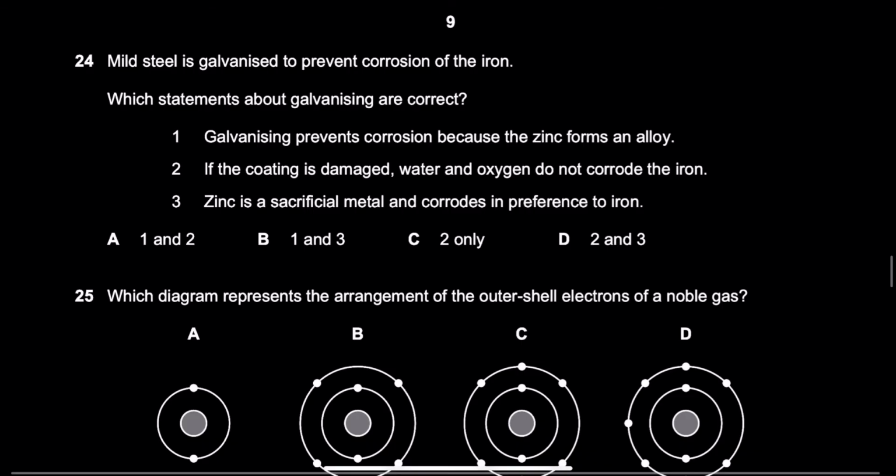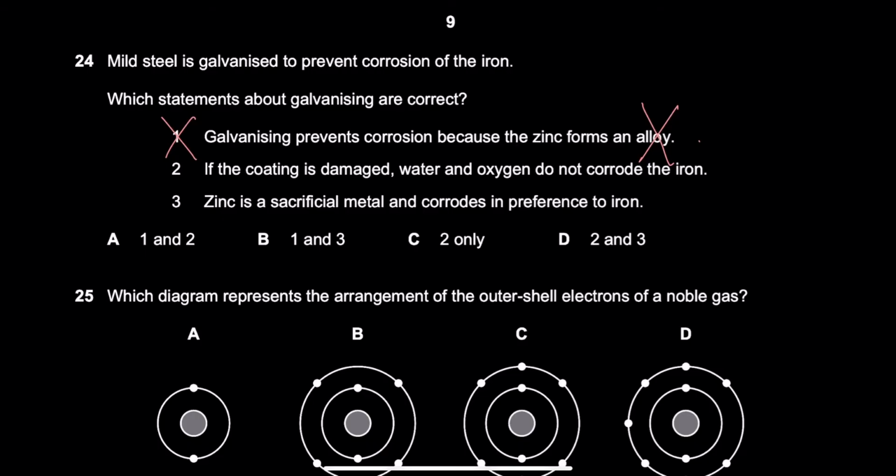Mild steel is galvanized to prevent corrosion of iron. Which statements about galvanizing are correct? Galvanizing prevents corrosion because the zinc forms an alloy. Oh my god, that's wrong. Zinc does not form an alloy. In galvanizing, it prevents corrosion because the more reactive metal is getting sacrificed itself. It's actually giving off the electrons. It prevents the iron from being corroded by sacrificing itself.